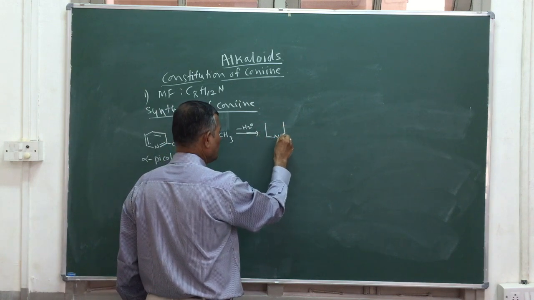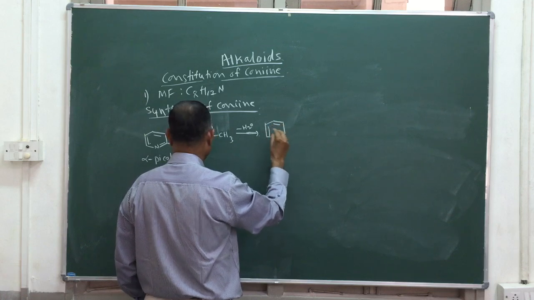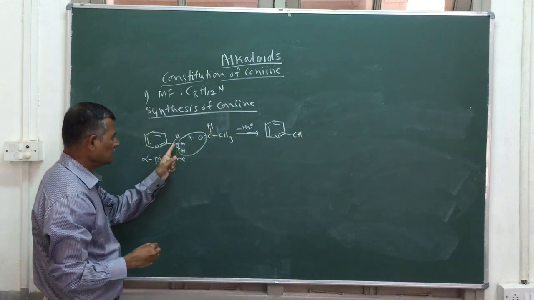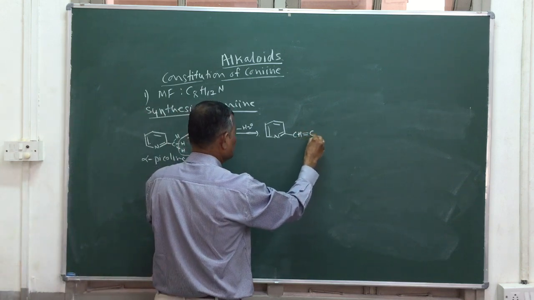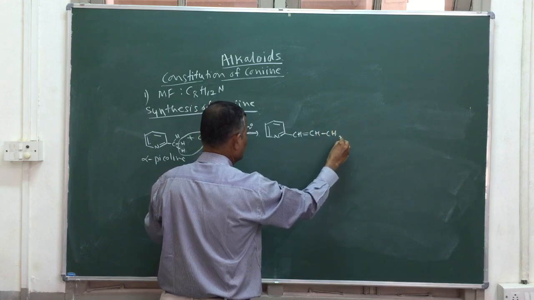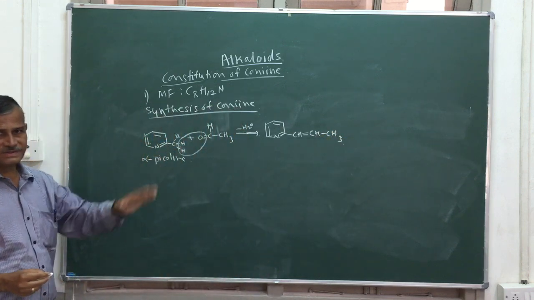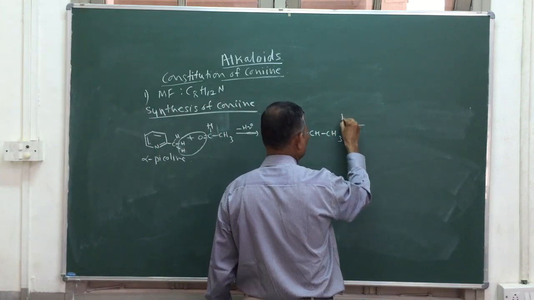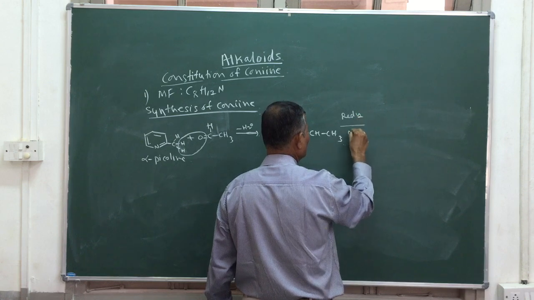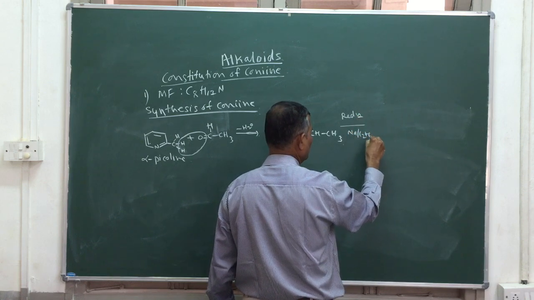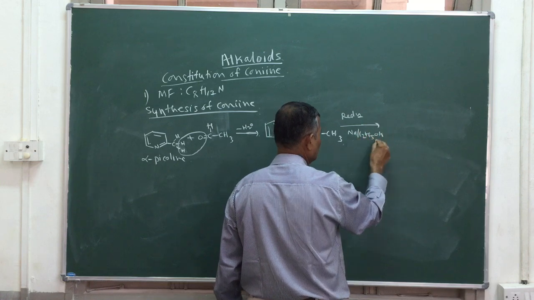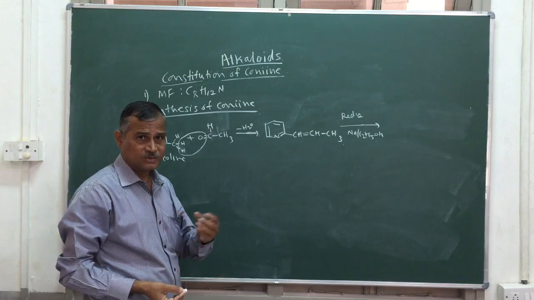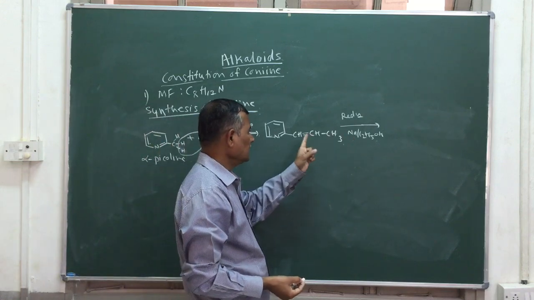So what we get here now? This is a CH, now the double bond, CH, and this is a CH. We got this product. Then this product is subjected to reduction, just simply by reduction with sodium and ethanol. When sodium is treated with ethanol, hydrogen is evolved. That hydrogen gas is the reducing agent.